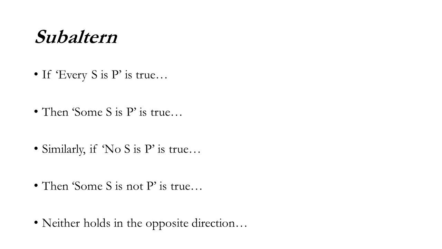Basically, it's an entailment. If every S is P is true, then some S is P is true, right? That's what we were talking about a minute ago with this relationship between universal and existential. And that's encoded in the square, right? And we call that relationship a subaltern. Similarly, if no S is P is true, then some S is not P is true. Again, that's an entailment, just like the first one, right? That's what we call it, a subaltern. The first thing, if that's true, then the second thing is as well.